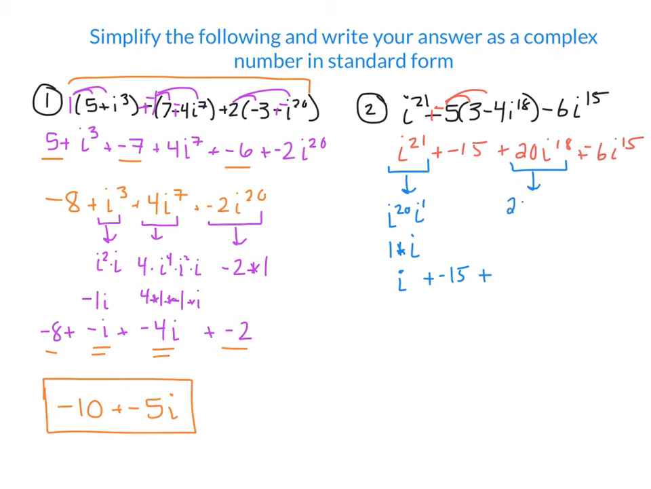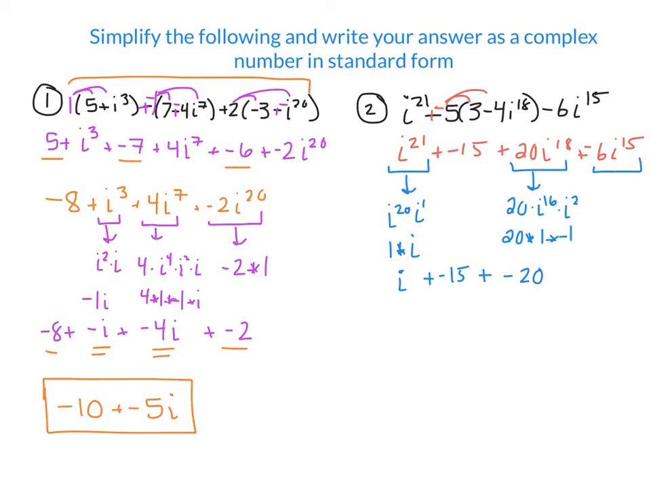Well, I know that this becomes 20 times i to the 16th times i squared. So that's 20 times i to the 16th is divisible by 4, so that's 1, and i squared is -1. So that becomes 20 times 1 times -1, which is a -20.